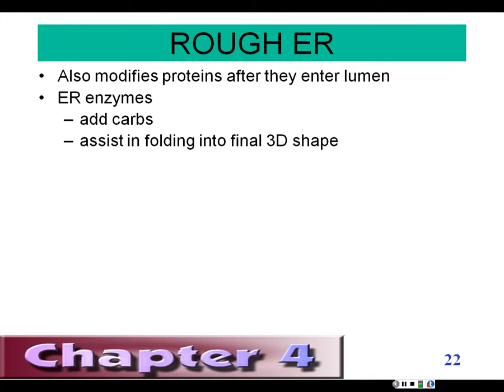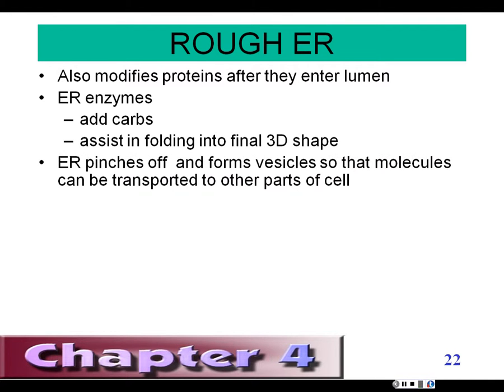And then again, we said the enzymes may remove some amino acids in order to help it fold up in its 3-dimensional shape so that it takes on its active form. Okay, once we've got these proteins in here, the ER is going to pinch off and form what we call vesicles, okay? And the vesicles will take these protein molecules and transport them either out to the cell membrane for exocytosis.